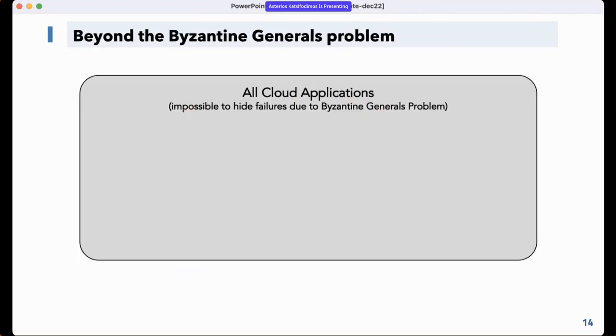Let's suppose that you have the set of all cloud applications that we can ever program. In the general case, it is impossible to hide the failures from the programmer due to the Byzantine generals problem. So basically, we solve most of the problems nowadays in distributed systems not with smartness, neither technology, but with business logic. What do I mean by that?